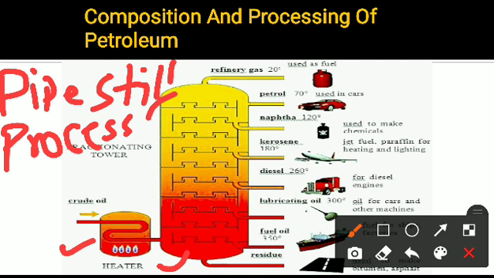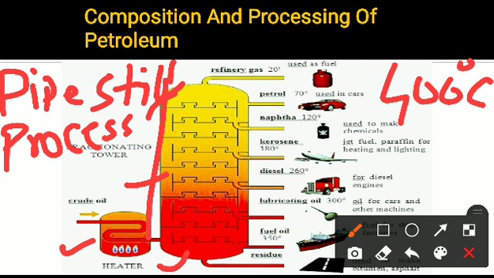The crude oil, which is in the top layer, is then heated to about 400 degrees Celsius in an iron retort. The hot vapors coming out of the retort are passed up to a tall vertical tower. This is a tall vertical tower called a fractionating tower. You can see here there are different fractions, that's why this tower is called a fractionating tower.